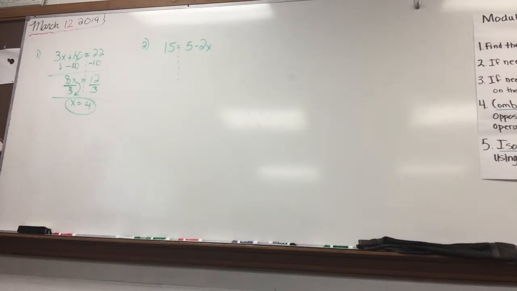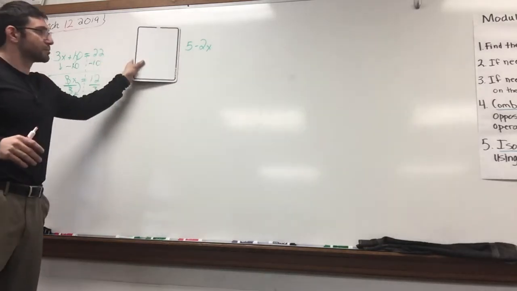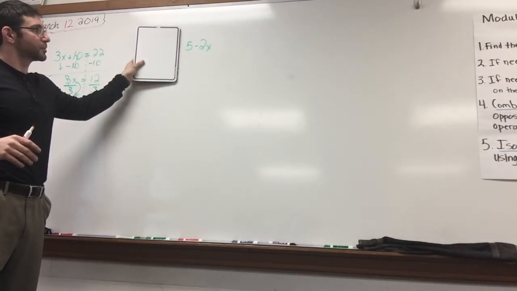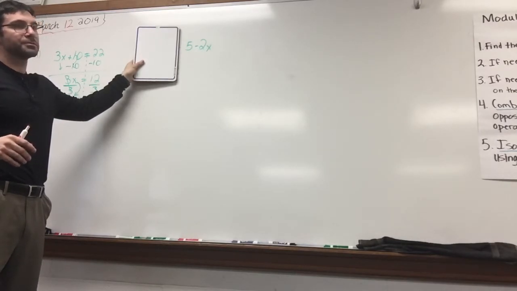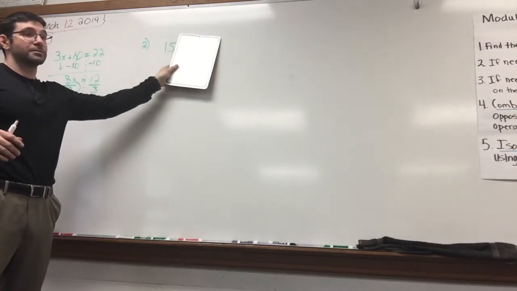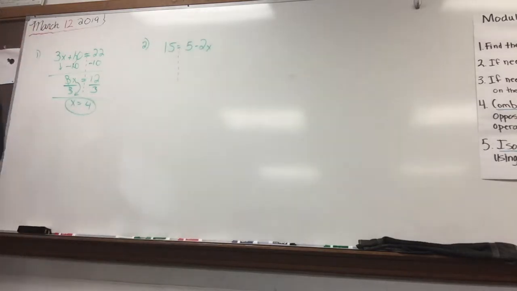Combine like terms on the same sides. There's no like terms on the same side because it's not 5x. What about on this side? There's only one. Okay, go ahead.